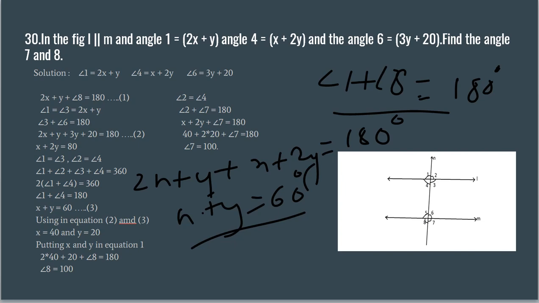Now putting the values of x and y in equation 1, we will get angle 8 is equal to 100 degrees, and similarly because we have angle 2 plus angle 7 equals 180 degrees, we will get angle 7 as 100 degrees.